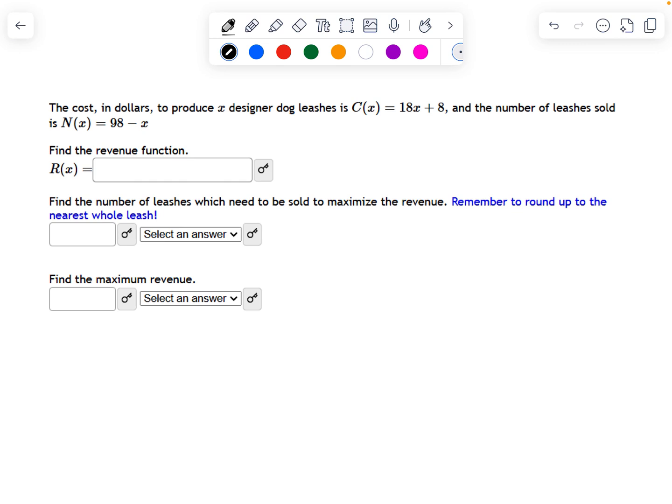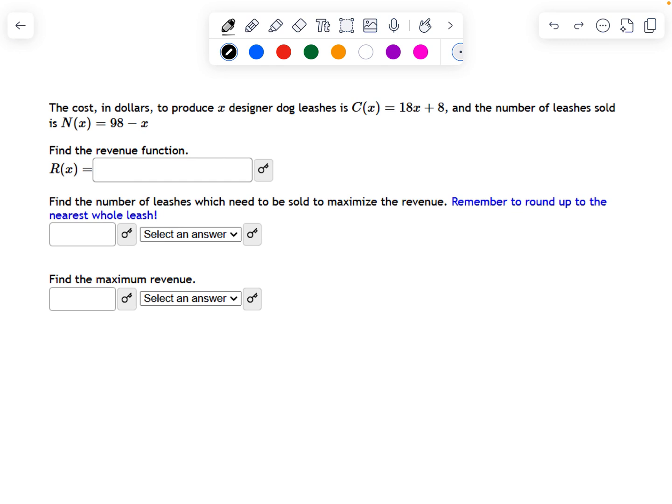Revenue is essentially the amount of money you get from the price of the dog leashes times the number that you sell. So in other words, we have the amount we're selling the dog leashes for times our number of leashes being sold, right? We're not looking for profit, we're just looking for straight revenue. So all we need to do is multiply these two functions, and there we go.